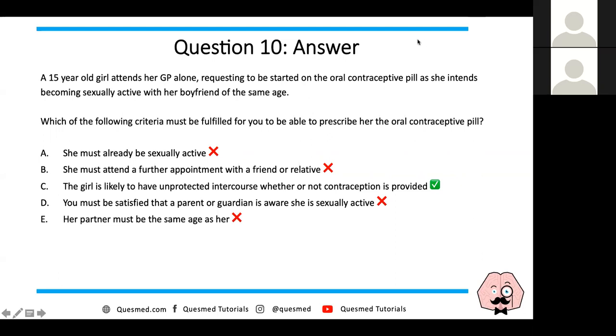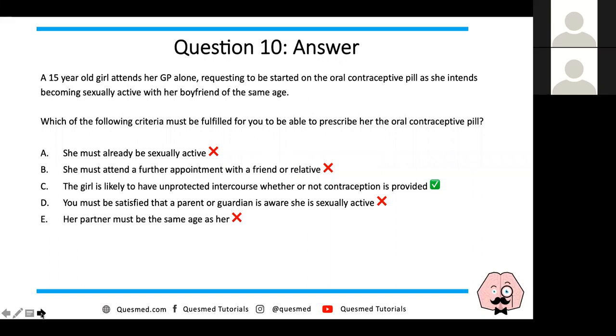So the correct answer there is C, that she's likely to have sex anyway, whether or not we give her contraceptive advice. And yeah, in this scenario, we are assuming that the boyfriend is the same age. But yeah, we would ask her that.